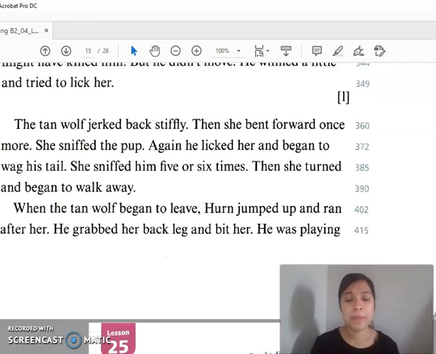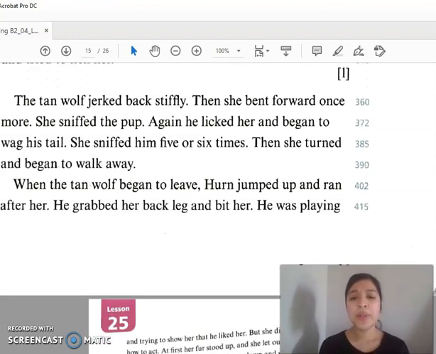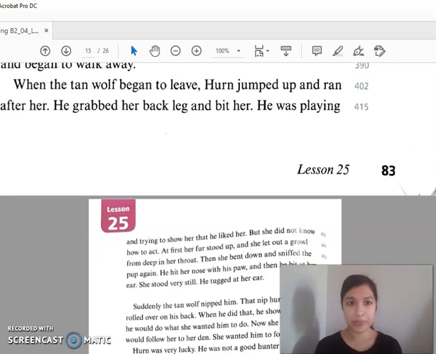The tan wolf jerked back stiffly. Then she bent forward once more. She sniffed the pup. Again, he licked her and began to wag his tail. She sniffed him 5 or 6 times. Then she turned and began to walk away. So what did Hearn realize about the wolf? Yeah, that she was a friend.